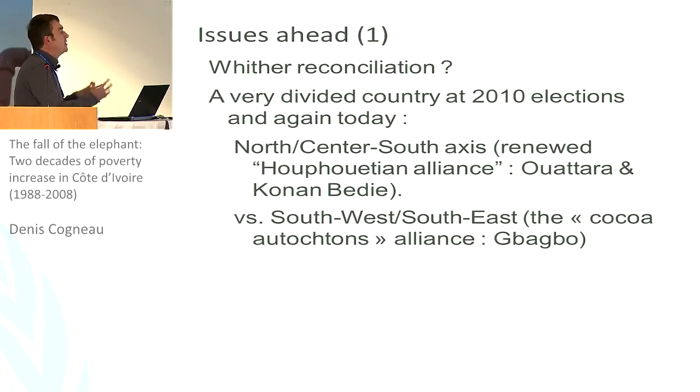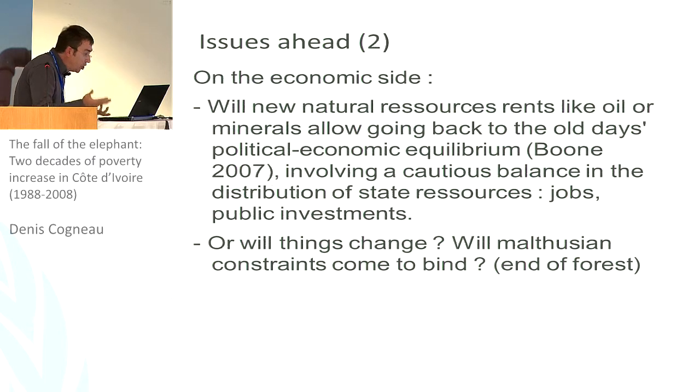What's very interesting is that what has come back with those elections is a north-center-south axis that had broken down and that had led to this political conflict. And so you have seen the figures for the north and the south compared. Now, Alassane Ouattara, who is a northerner, has built again the traditional Houphouetian alliance between the Baoulé and the northerners, and we'll see what it gives.